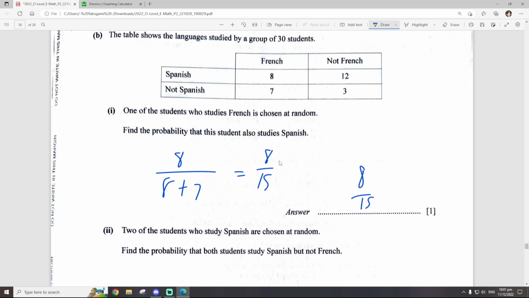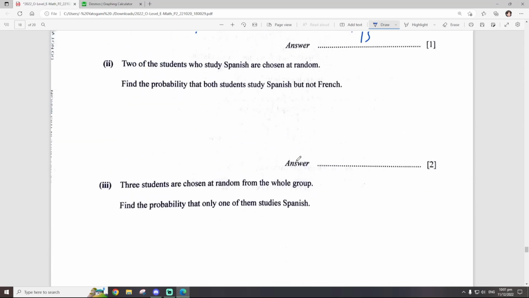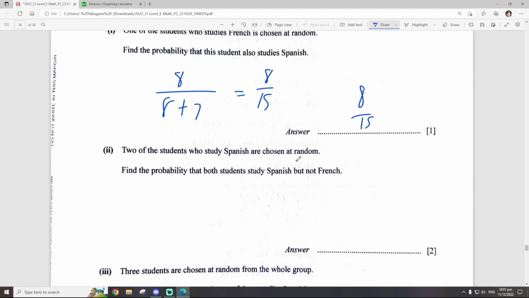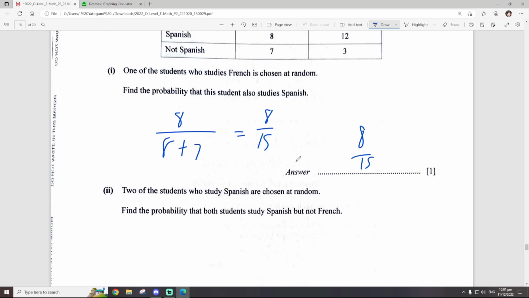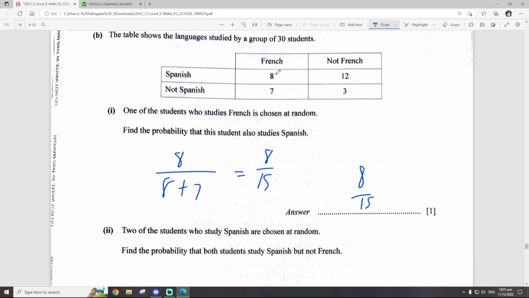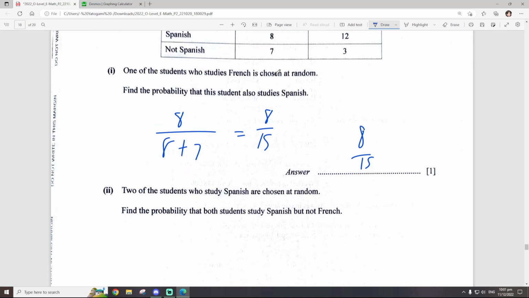Two of the students who study Spanish are chosen at random. Find the probability that both students study Spanish but not French. So this probability will be 12, and not 12 is Spanish and not French, and therefore you have 12 divided by 30. Then you need to pick another one from the same category, which is 11 over 29. But 12 over 30 is 2 over 5, so in the simplest form, this is 22 over 145.